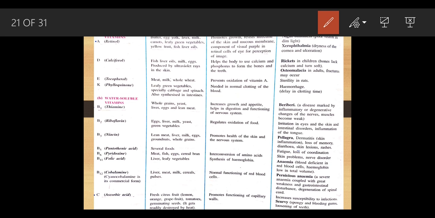Now we are going to talk about the water soluble vitamins. I have given the shortcut to you. Ronaldo and Paolo played for Chelsea and Arsenal. Vitamin B1, B2, B3, B5, B6, B11, B12.